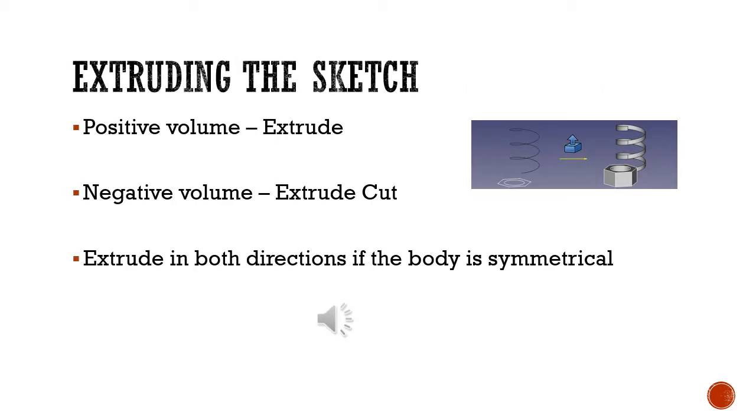Let's see, just a few words about extruding with SolidWorks. Now, this is probably one of the major differences between SolidWorks and some of the other modeling packages, and that is, with SolidWorks, if you have a positive volume, if you want to create a physical material, you're going to use the extrude command. If you're trying to cut a hole in something, create a negative volume, then there's actually a separate icon, and it's extrude cut.